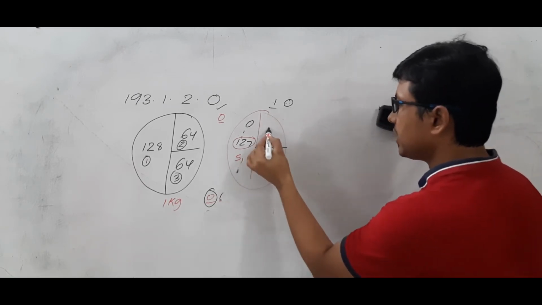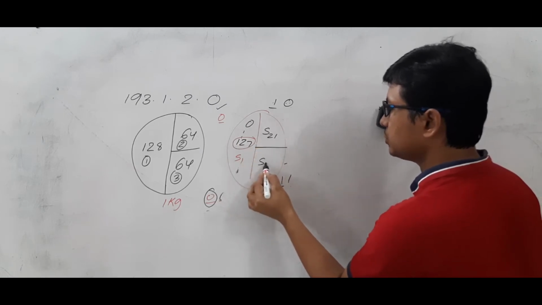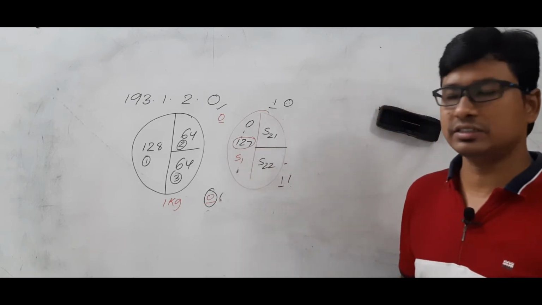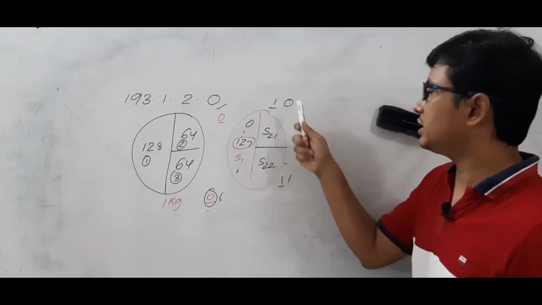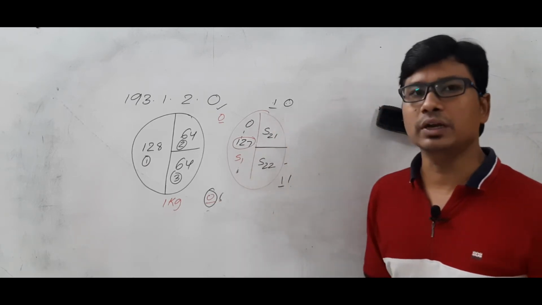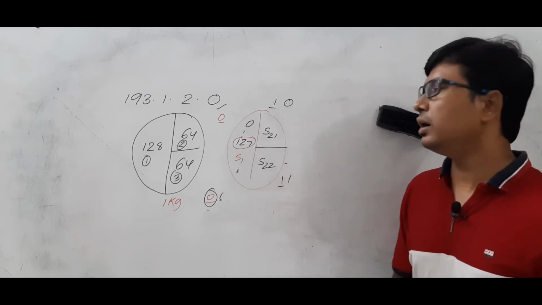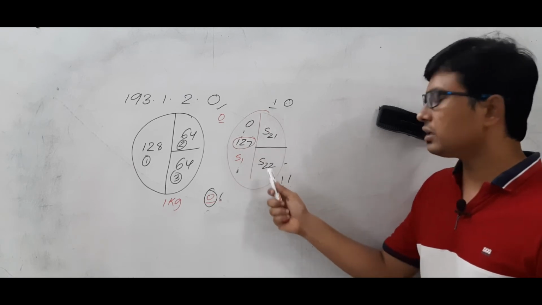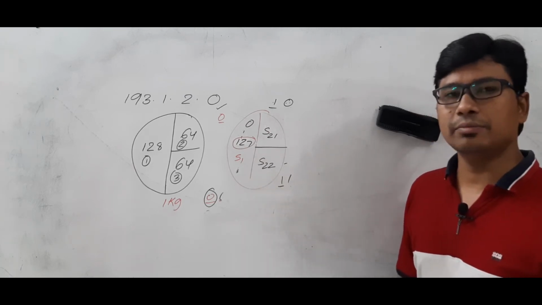Then I am making it as S21, S22 to make you understand that the subnet S2 I have further subdivided. That's why it is having 10 and 11. Can you tell me what IP addresses will fall in the subnet S21 and what IP addresses will fall in the subnet S22?